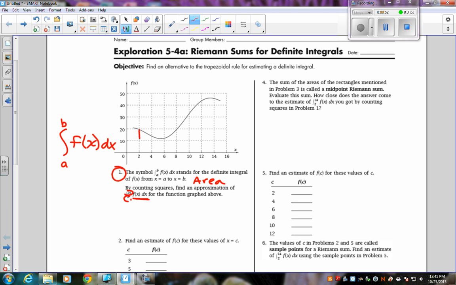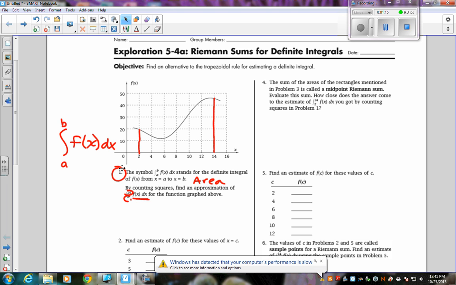So I'm going to start at x is 2, stop at x is 14, and estimate the area under this curve by counting squares. Just to forewarn you, we're going to draw other things in this diagram in a little bit, so if you do write inside of the graph, you're going to want to eventually erase it. I'm going to go ahead and count up my squares.